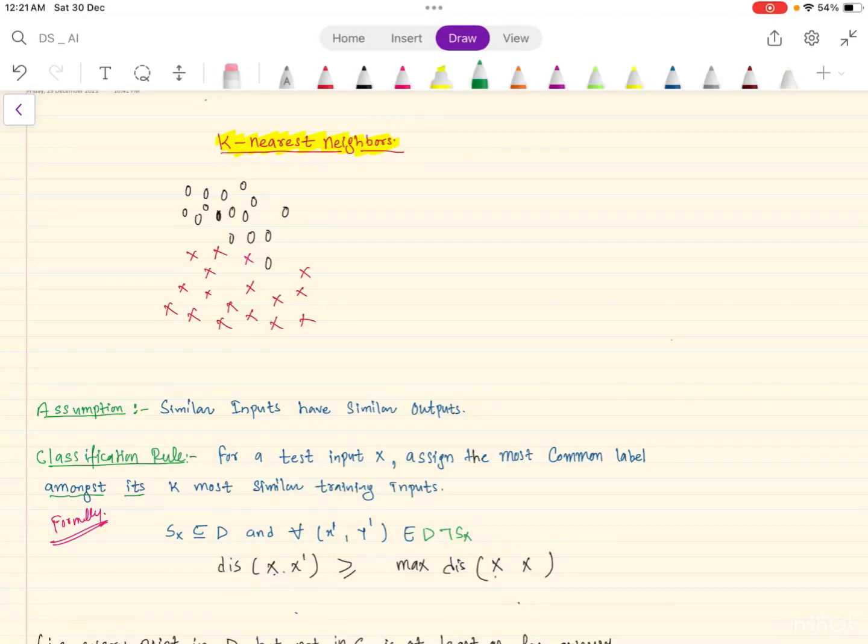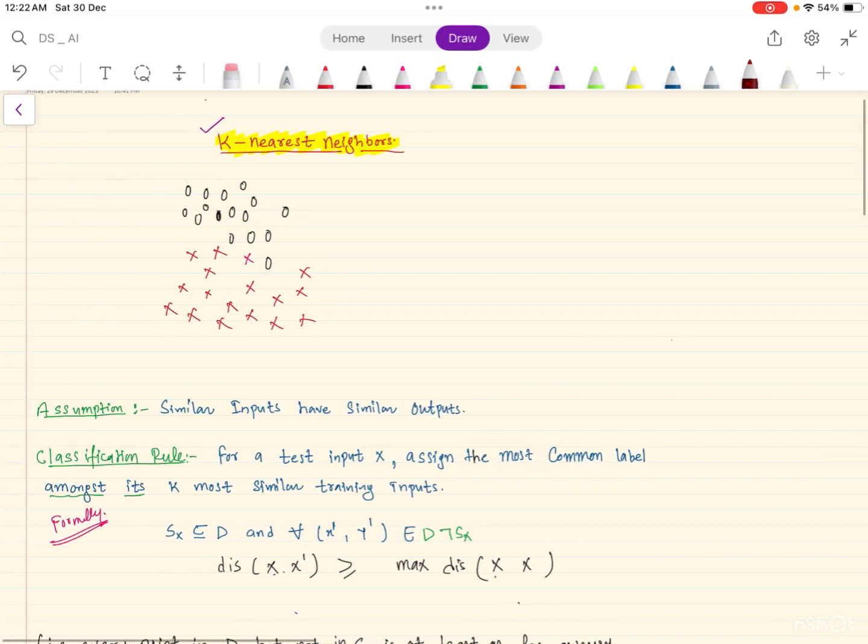Hello and welcome. So today we are going to look at k nearest neighbor, and this is again a simple algorithm to classify data, right? The first assumption that nearest neighbor makes is that similar inputs will have similar outputs. And let me talk about the classification rule, that is, how it classifies the data.